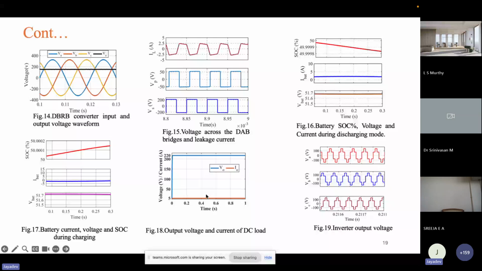For the AC side, as we are using 180-degree modulation in the inverter, we get this type of six-pulse waveform. That is the voltage waveform only. I have shown only the phase voltages A, B, and C.